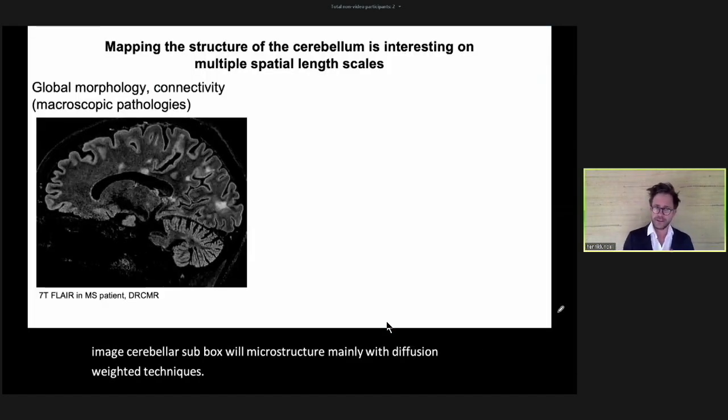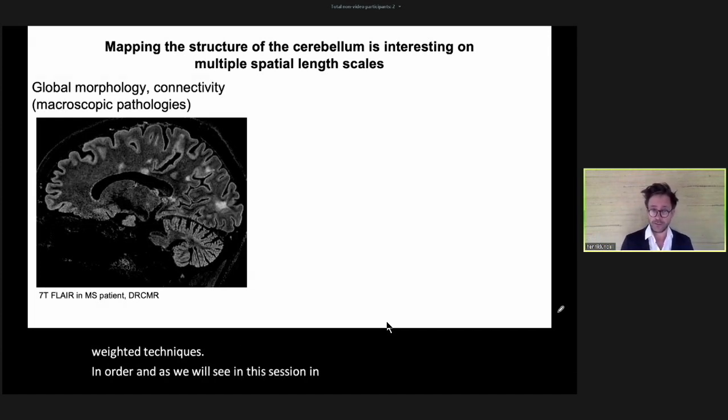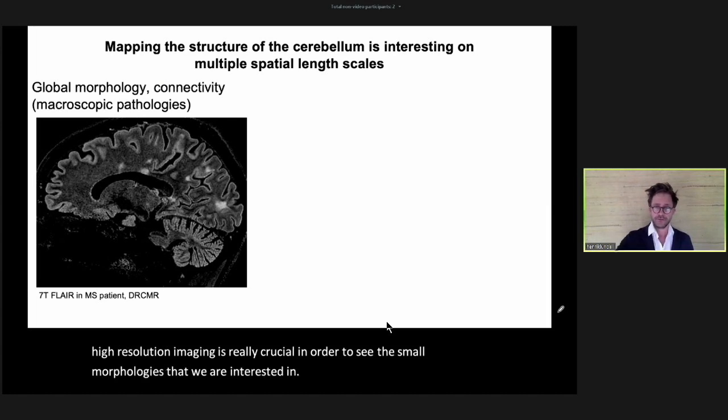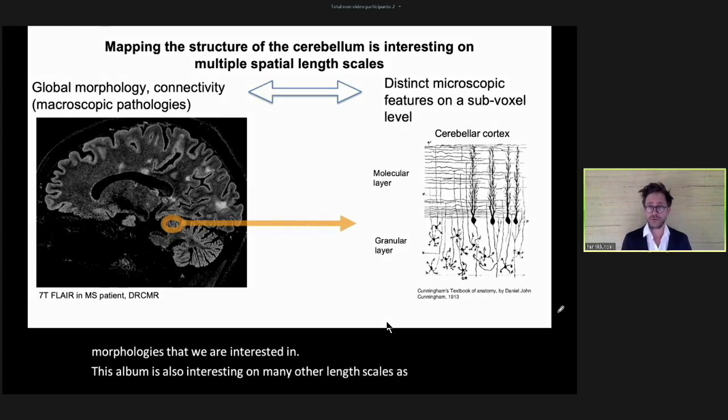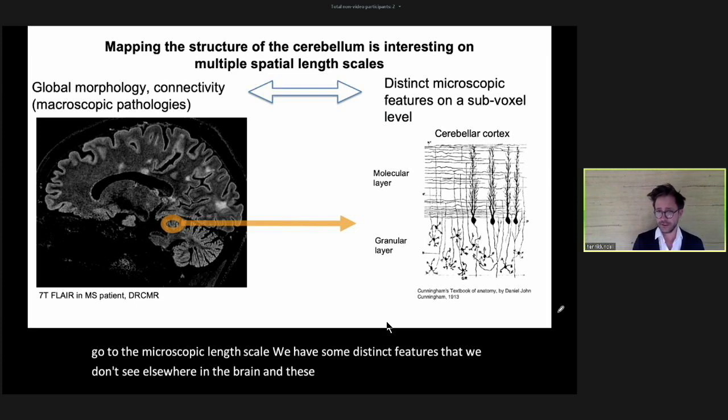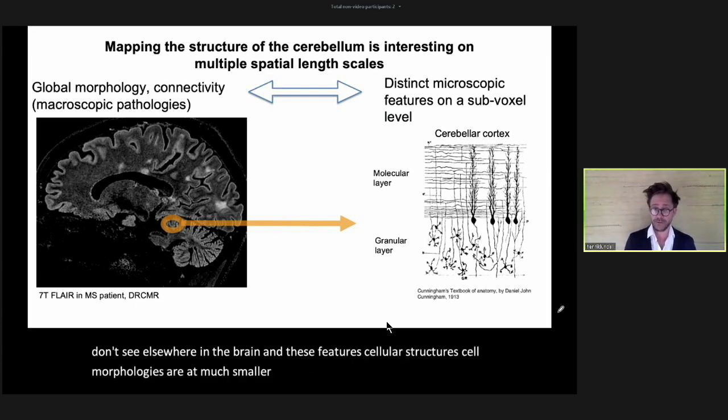So, as we will see in this session, in order to image the cerebellum, high-resolution imaging is really crucial in order to see the small morphologies that we are interested in. But the cerebellum is also interesting on many other length scales as well. If we go to the microscopic length scale, we have some distinct features that we don't see elsewhere in the brain. And these features, cellular structures and cell morphologies, are at a much smaller length scale than we can image directly with magnetic resonance imaging.